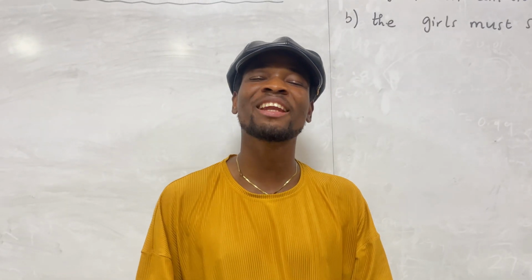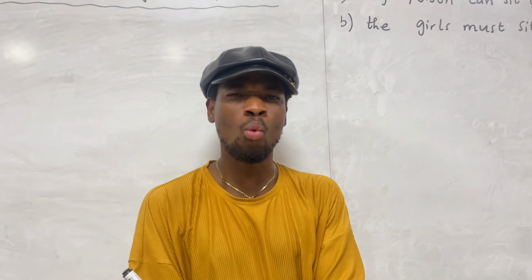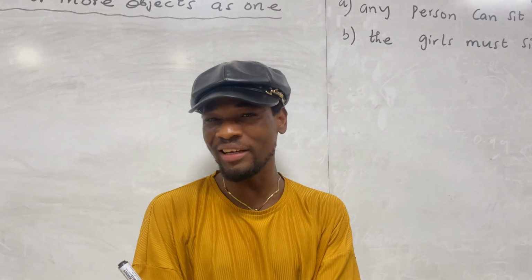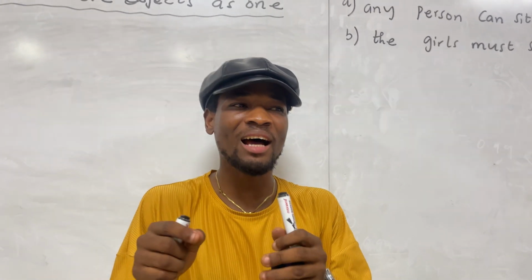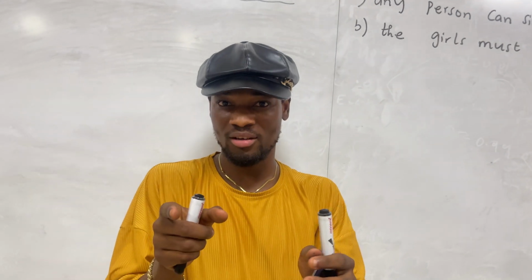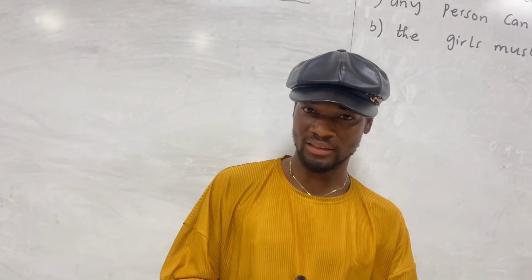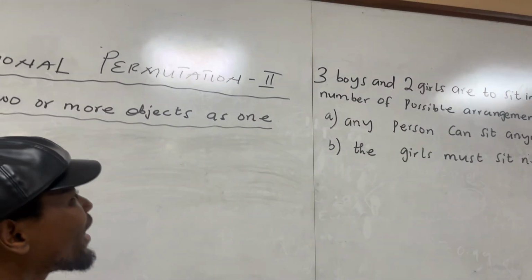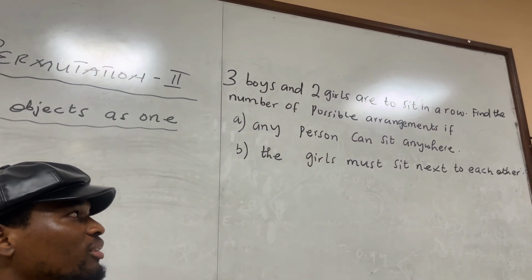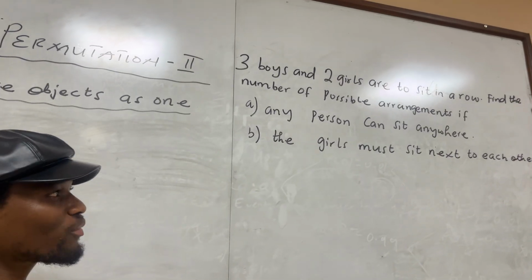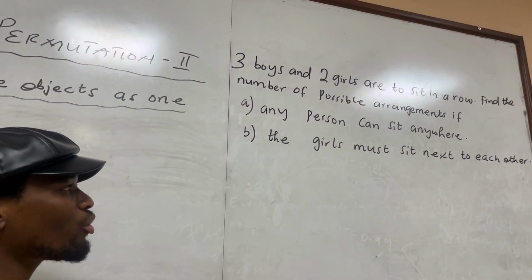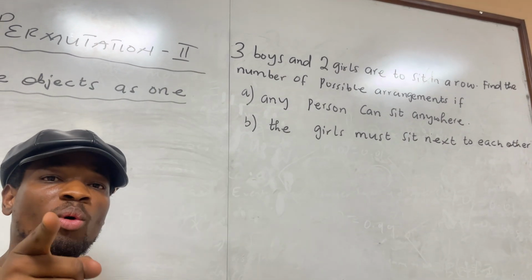Today we are going to end the business on conditional permutations type 2, where we are going to treat two or more objects as a single unit. Let us appreciate the question. They are saying 3 boys and 2 girls are to sit in a row. Find the number of possible arrangements. They give you a condition.